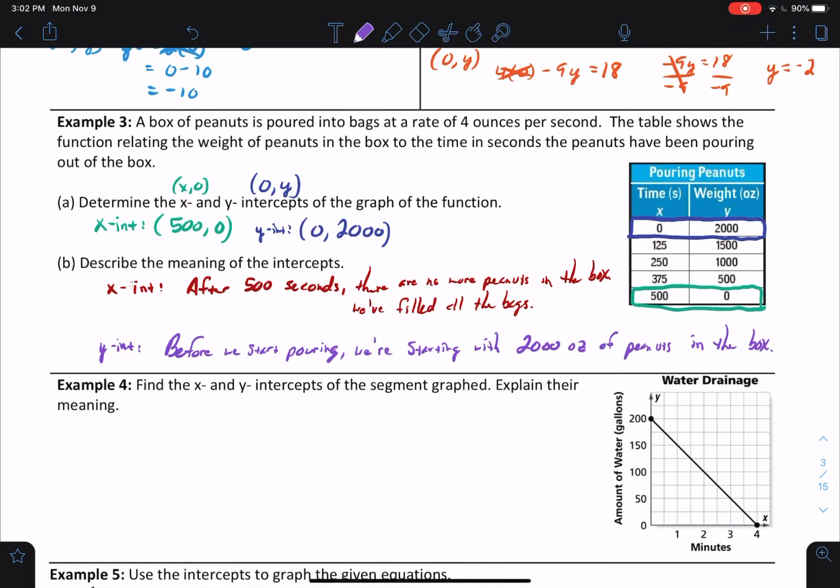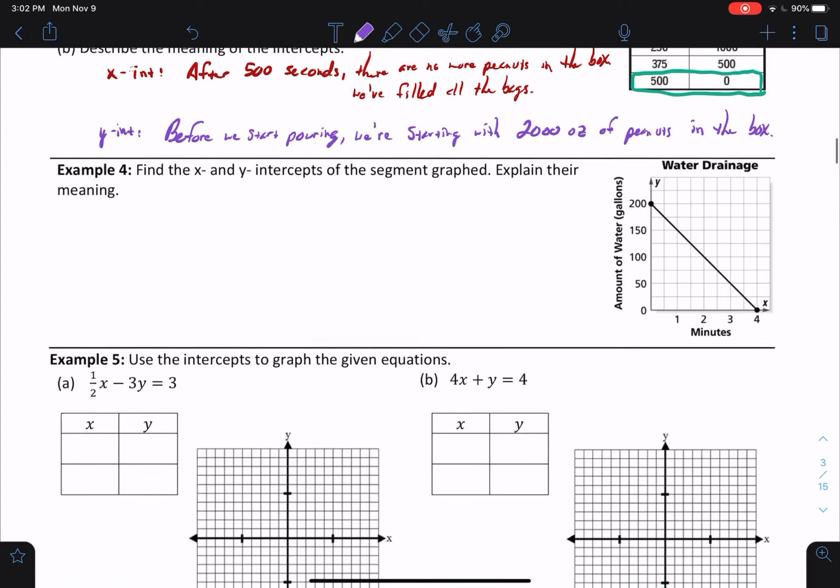So we're starting with 2,000 ounces of peanuts in this box, and we're going to start pouring those out into bags. And it's going to take 500 seconds for us to pour all the peanuts out of the box into the bags. All right, so that's interpreting the x and the y-intercept based off of a table. In example 4, let's do it based off of a graph.